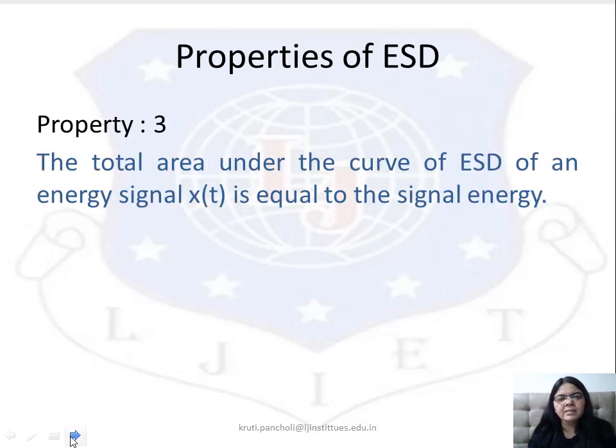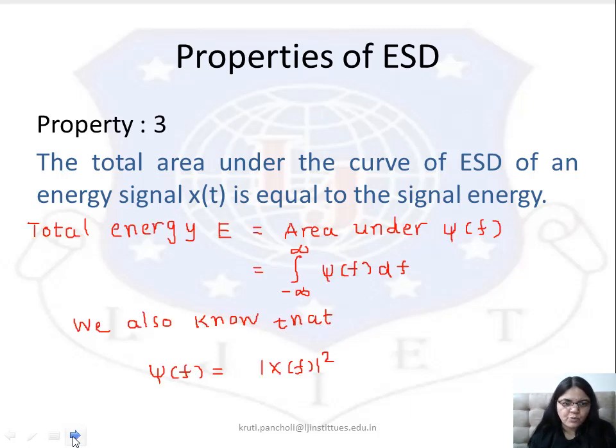Property number 3: the total area under the curve of the ESD of an energy signal x(t) is equal to the signal energy, meaning the area under the energy spectral density. Now we'll see the proof of this. I know my normalized energy equation: E is equal to the area under psi(f). The area under psi(f) means the integral from minus infinity to infinity of psi(f) df.